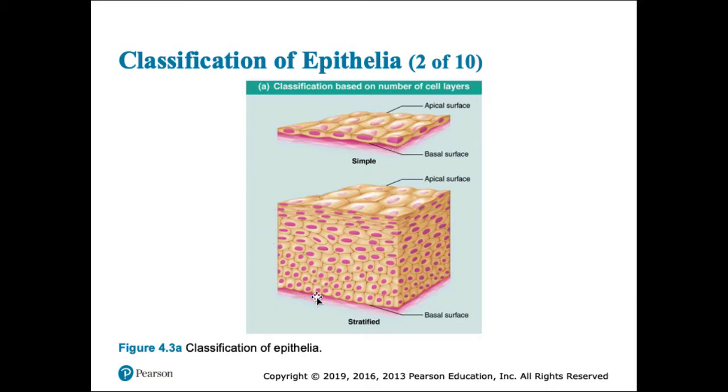And then, of course, we have stratified. So stratified basically has these multiple layers associated with it. So you can see the difference between simple and stratified there. So you have the apical surface, lots of layers of cells, and then this basal surface underneath. So those are one way to classify that.